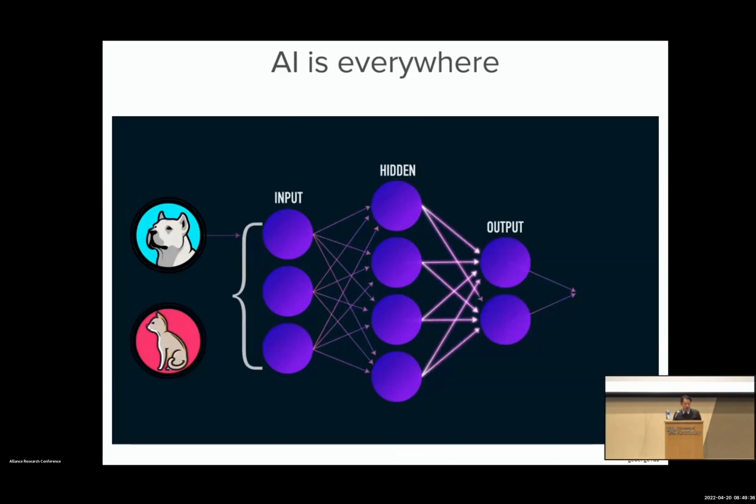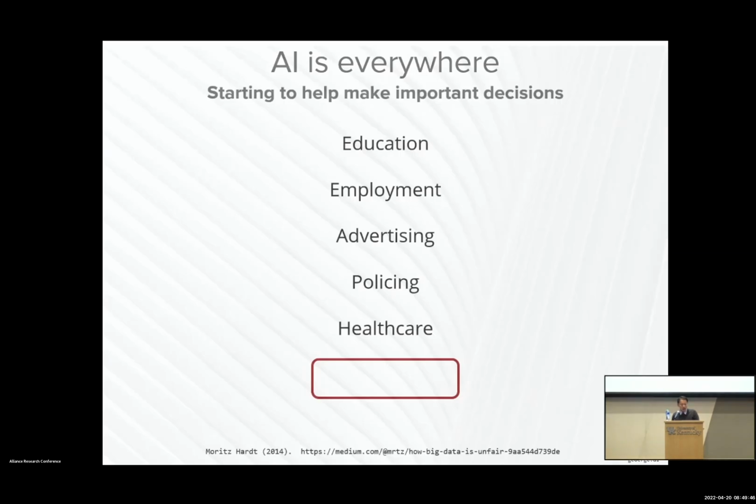Because AI is everywhere now, right? Just a few years ago, I don't think we could say the same thing, but we've really come a long way in terms of AI developments. And we see AI in areas such as education, employment, advertising, policing, healthcare, of course, right? Any other area that you can think of?